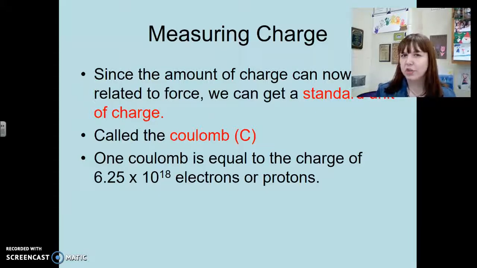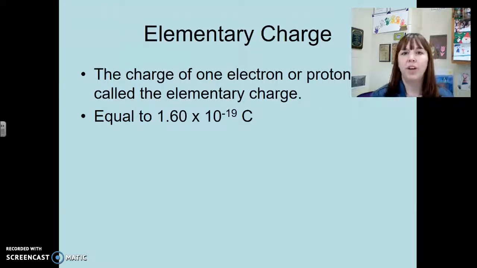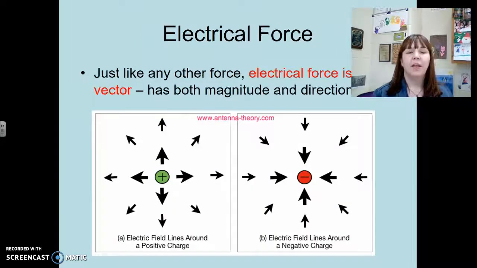So how much charge does 1 electron or 1 proton have? That's called the elementary charge. And the elementary charge is equal to 1.6 times 10 to the negative 19th, a teeny, teeny, tiny number, coulombs. And that's the charge of 1 electron or 1 proton. Okay?